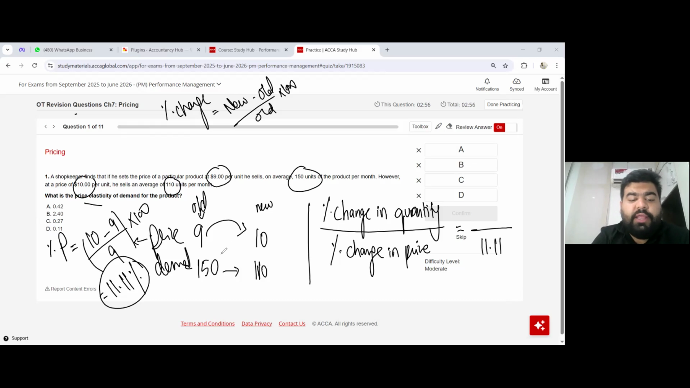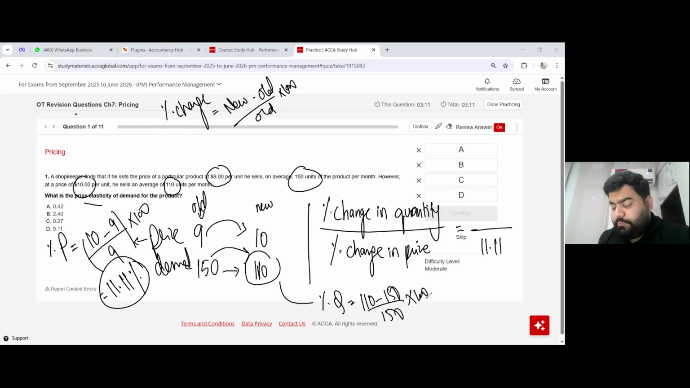Now for the quantity, if you see, quantity is going from 150 to 110. So the new value is this one. Again, percentage change in quantity will be 110 minus 150, divided by 150, into 100. So it is 26.67.